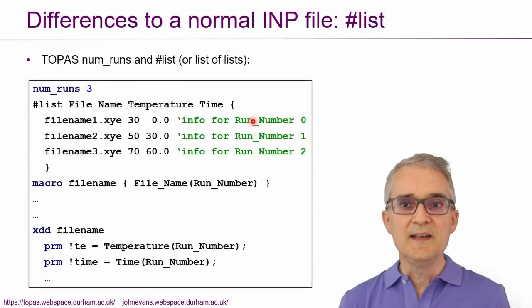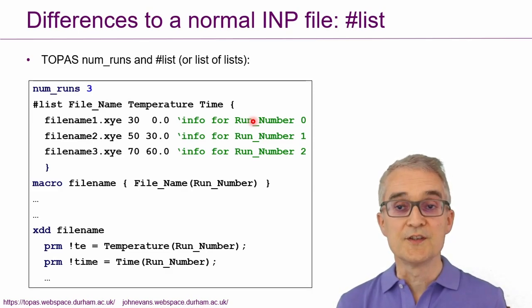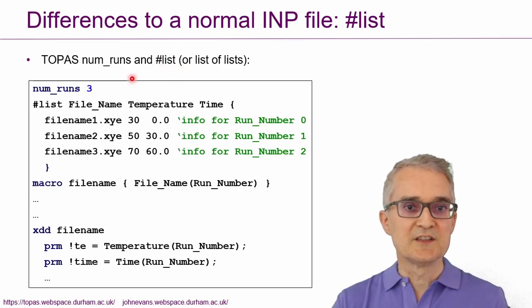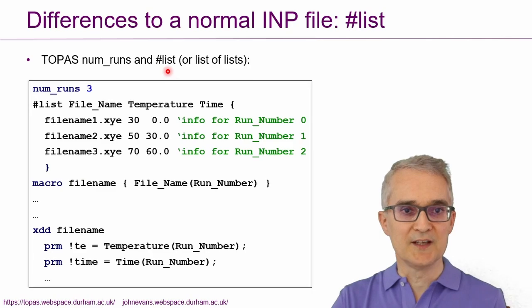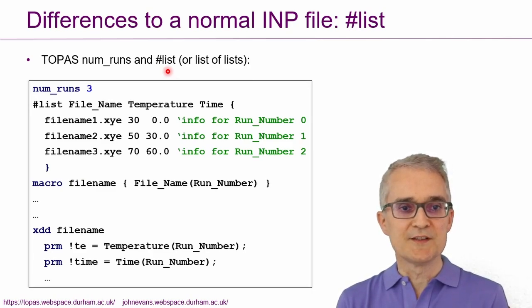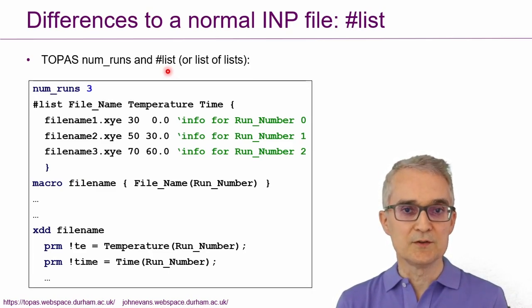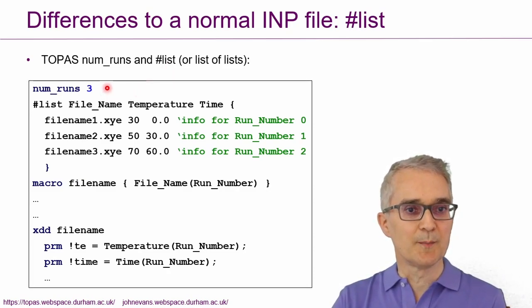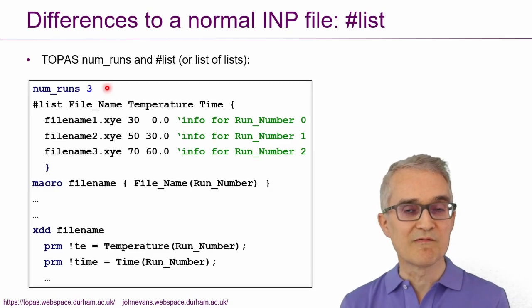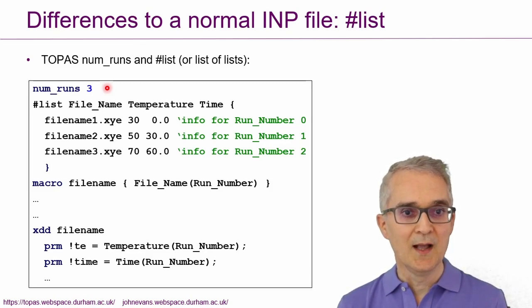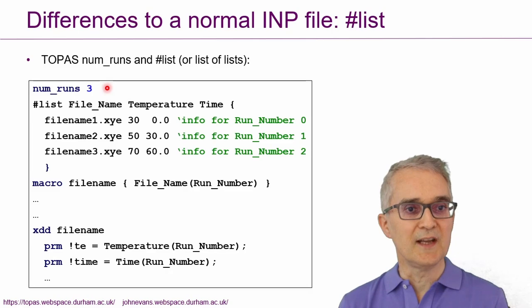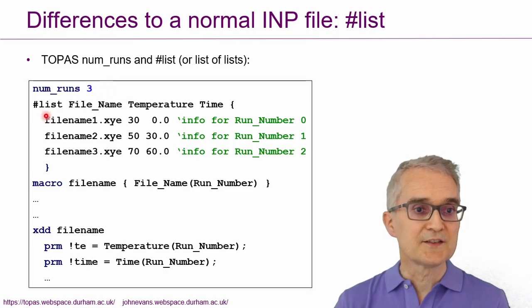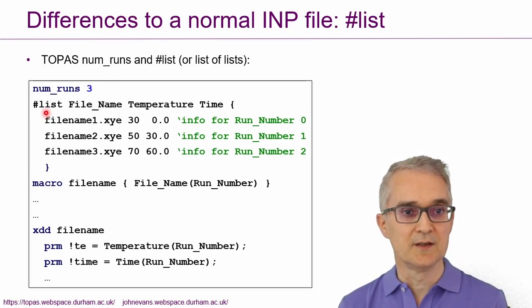Okay, so what are the key differences in an input file which allow you to do sequential analysis rather than just a single Rietveld analysis? Well, the two TOPAS instructions that you need to understand are the keyword num_runs and the keyword hash_list. So when you're analyzing a series of data sets one after another, TOPAS calls each of those analyses a run. So if you want to analyze 3 different diffraction patterns, you tell TOPAS that the number of runs to do is 3. And then you need to feed it information for each of those individual runs, and that's done using the TOPAS hash_list keyword.